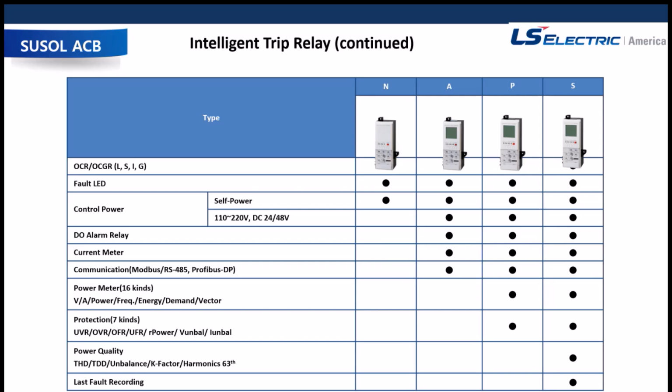Intelligent trip relay continued. This just shows a little breakdown of the N, ammeter, power, and super. It shows the capabilities and features of each OCR. Obviously, it increases as you go up the scale of OCR features and capability, and also with the price. So it gets more expensive for the P and S type units.